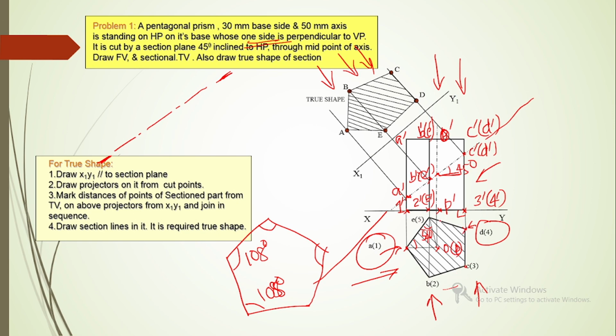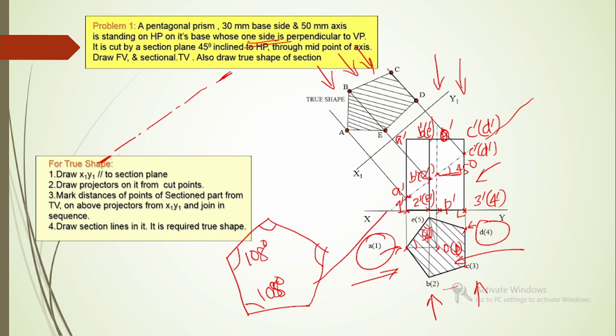That means the entire top view must be represented by the sectioned surface, in such a way that the pentagon must be hatched. Pentagon must be filled by hatching lines, and those hatching lines must be inclined 45 degree with the XY line. Then this top view is not the true shape of the sectioned surface.